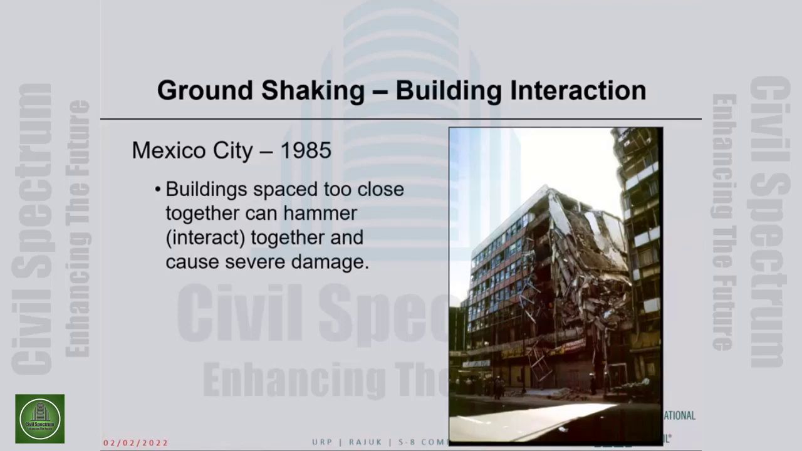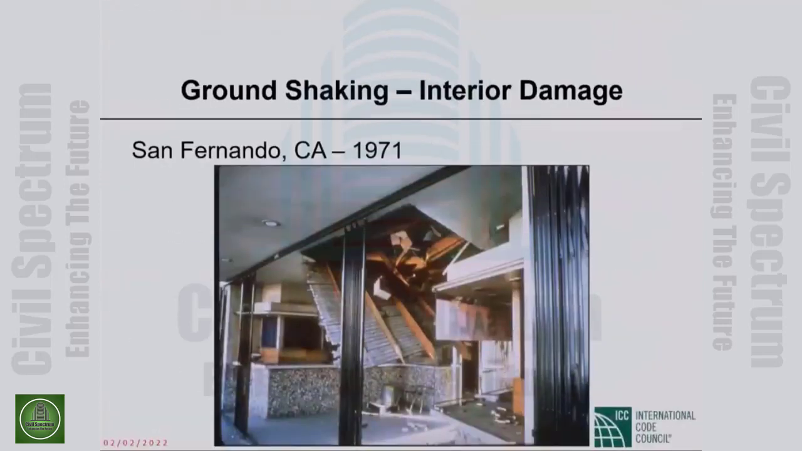Hammering can sometimes have not much consequence if the floors are aligned. Floor of one building hits against the floors of neighboring buildings, then it should be a manageable situation. But if the floors of a building, heavy floors, hit against the mid-heights of columns of neighboring buildings, wherever along the length of the column, then partial failure is not at all uncommon. So buildings spaced too close together can hammer together and cause severe damage. I have seen way too many of these. And then non-structural element damage. The false ceiling has come off, lighting fixtures.